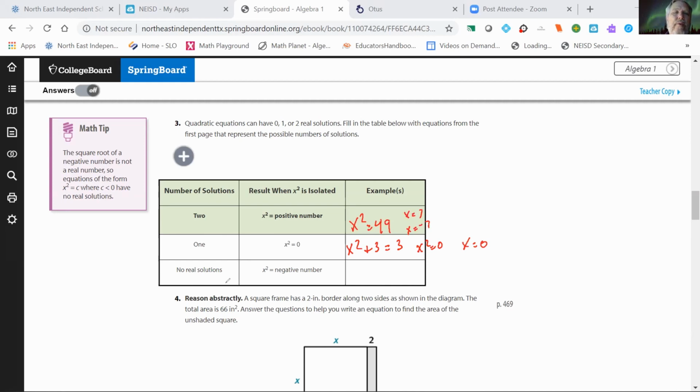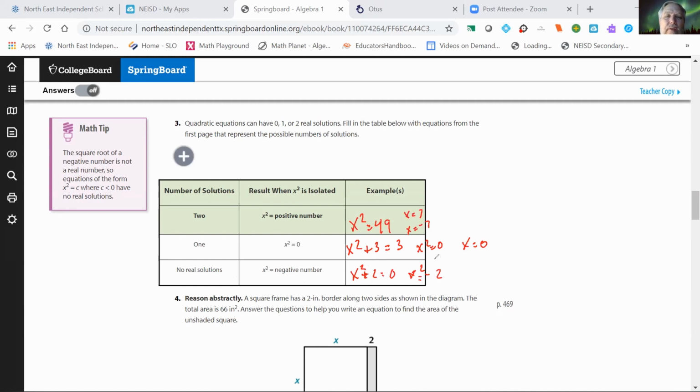And no real solution is when we had our x squared and it ended up equaling a negative number. So we had x squared plus 2 equals 0, and we ended up with x squared equals minus 2.